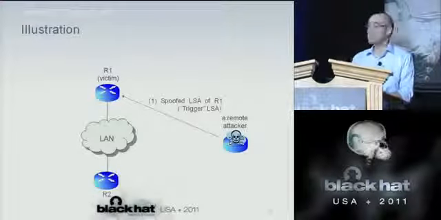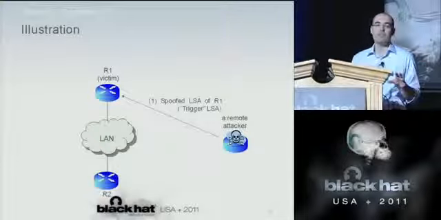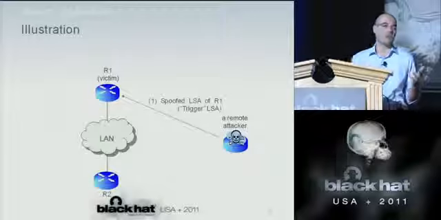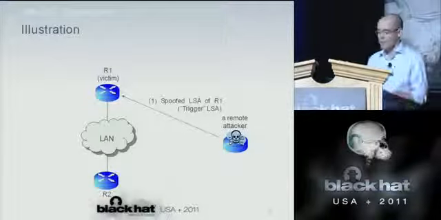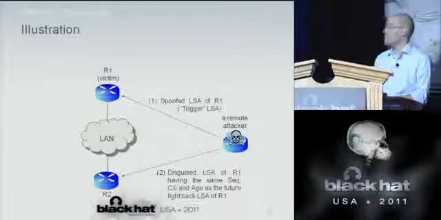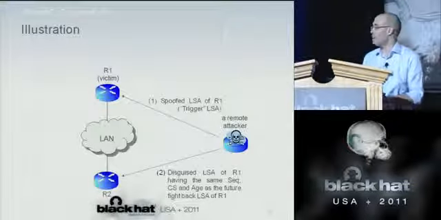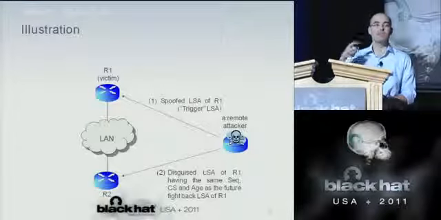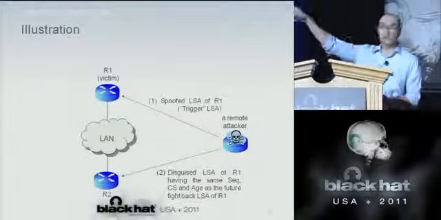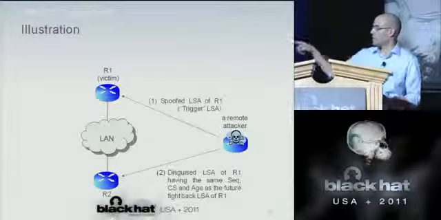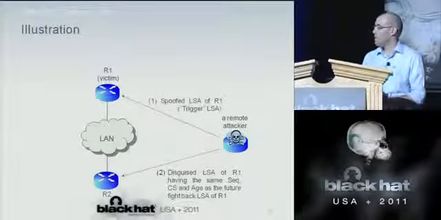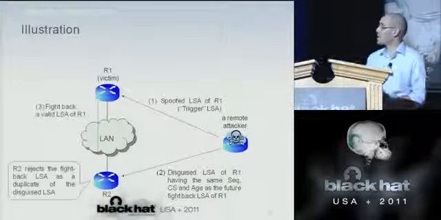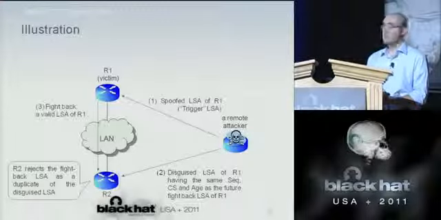This is called the trigger LSA, whose sole purpose is to simply anger the victim and make him send out a correcting LSA, the fightback LSA. At the same time, the attacker sends out a disguised LSA of R1, disguised to look like the future fightback that R1 is about to send out, having the same sequence, checksum, and age of the future fightback.